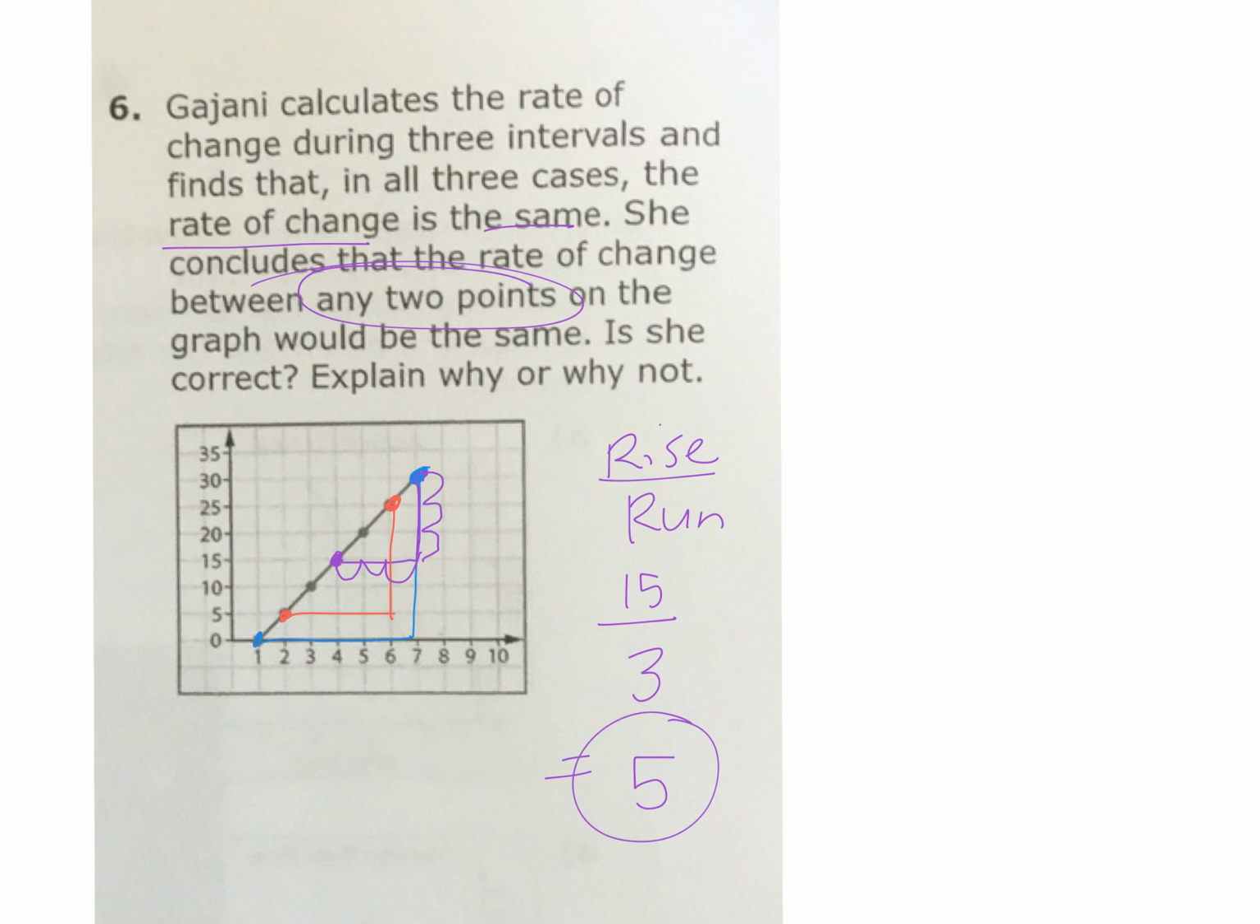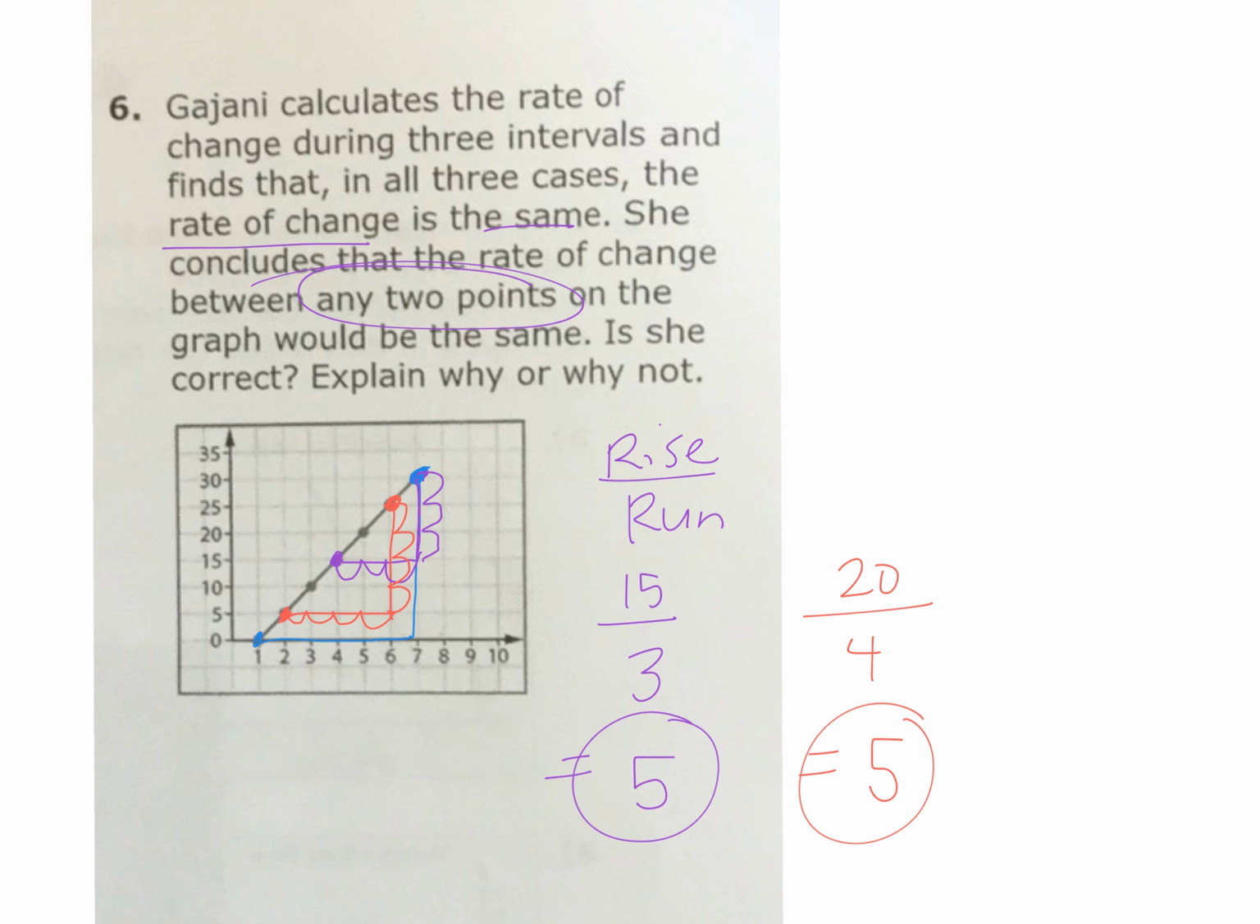Okay, let's do the next one. Pink. I chose this point and this point. So rise would be 5, 10, 15, 20. Over. Am I counting by 5s or 1s for the run? 1, 2, 3, 4. What's 20 divided by 4? What are you noticing? 5.